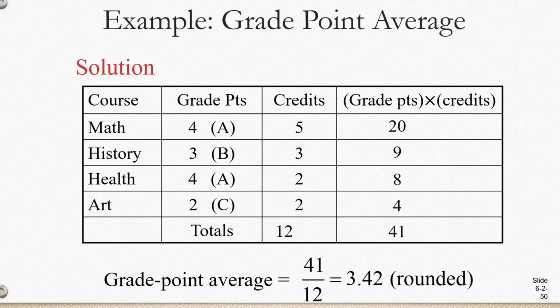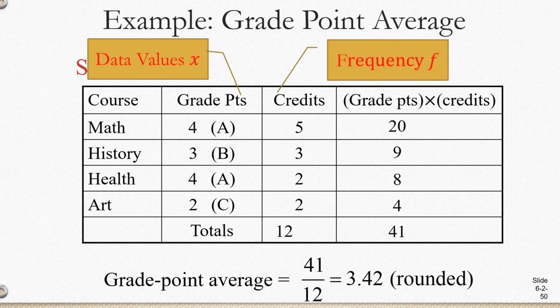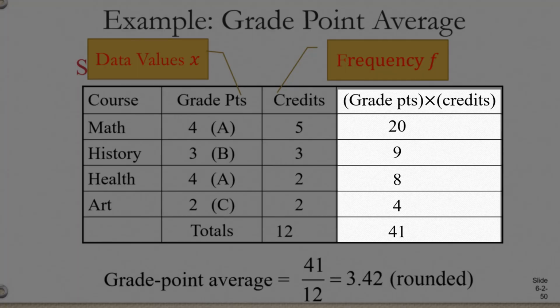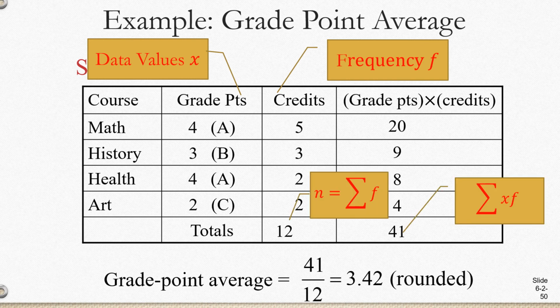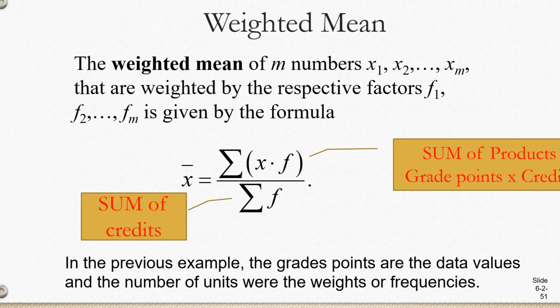So to see the connection between this procedure and the weighted mean, think of the grade points as being the data values, X's, the credits being the frequencies, how many times you earned that number of grade points. Then our third column is the product of the X's and the F's. Now we add up all the frequencies and we get 12. We add up all the XF products, we get 41. And we divide 41 by 12, the sum of the products divided by the sum of the frequencies. This is exactly the same as the weighted mean formula.